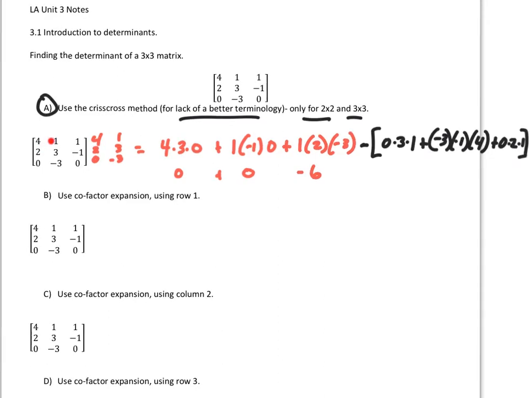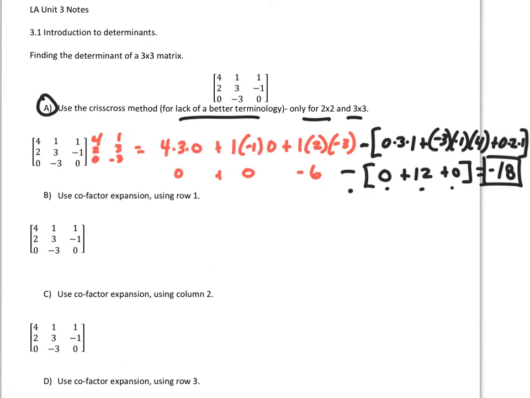So whenever I'm going up to the right, I subtract off. So I have the ups, it'd be 0, 3, 1, which I put here, and then negative 3, negative 1, 4, and then 0, 2, 1, right there. If I calculate those, I get 0, 12, and 0, but I have the minus here. So it's negative 6 minus 12, which would be negative 18. That would be my determinant using the crisscross method.